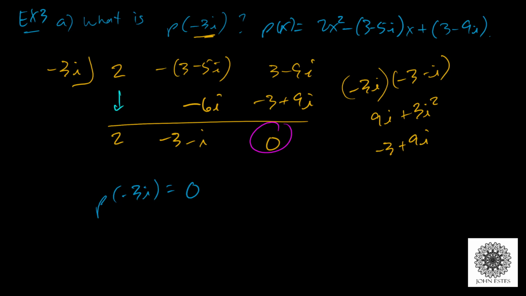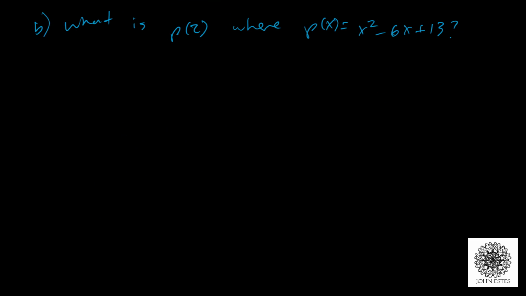Alright, so that means a lot of things. That means that this thing factors the polynomial, and when I plug it in, I get a function value of 0. Alright, now quickly let's do one more. Okay, so this time we want to know what p of 2 is, where p of x equals x squared minus 6x plus 13. So I'm going to do synthetic division again, and this time I'm plugging in 2 with my coefficients being 1, negative 6, and 13.